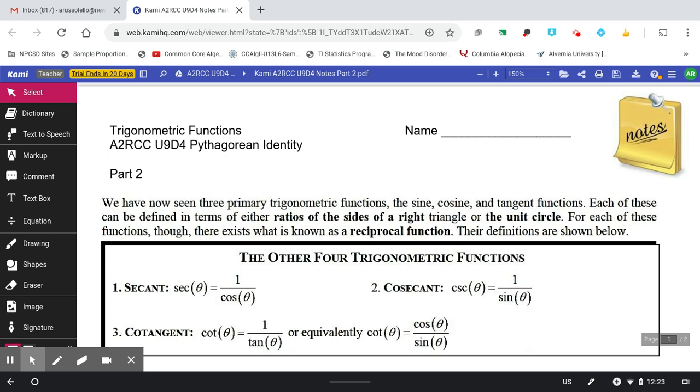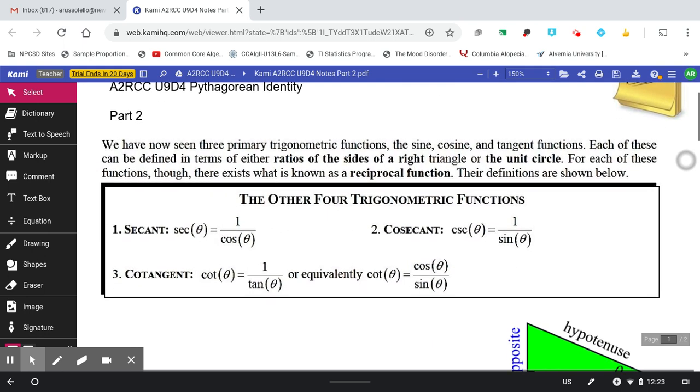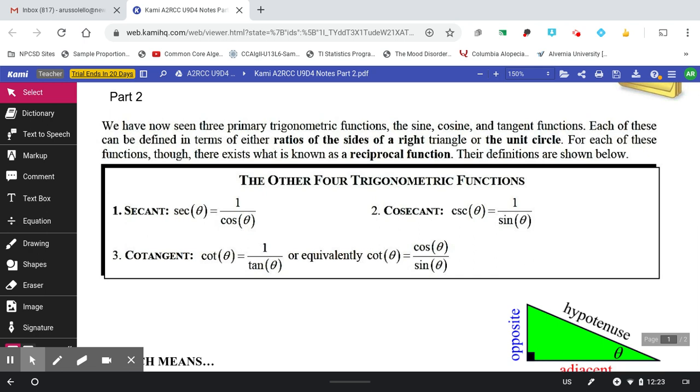Okay, so now we have lesson 4, part 2, and this is the final part of this lesson. And then we're going to go into some graphing after that, which is some fun. Lots of fun, actually. You can see some real world applications with modeling with graphs. Anyway, so here we already have gone over the three primary functions, sine, cosine, and tangent.